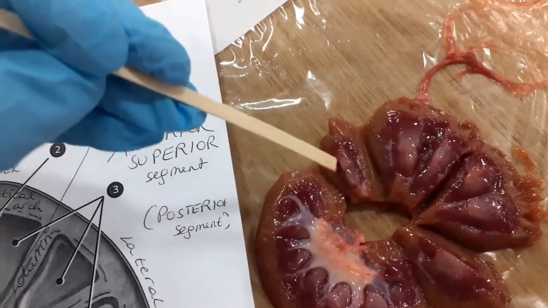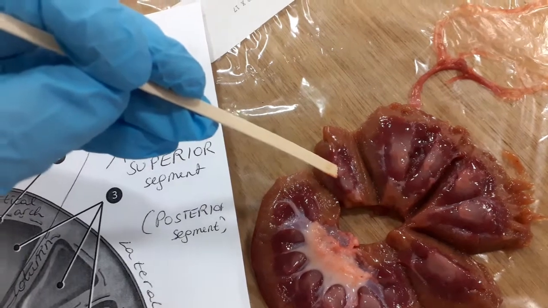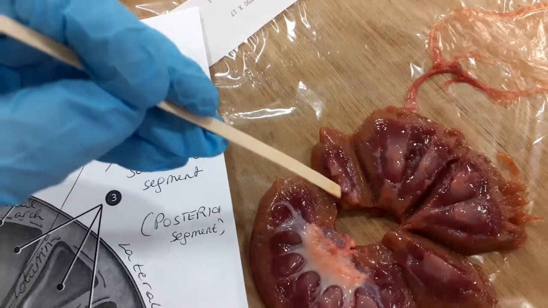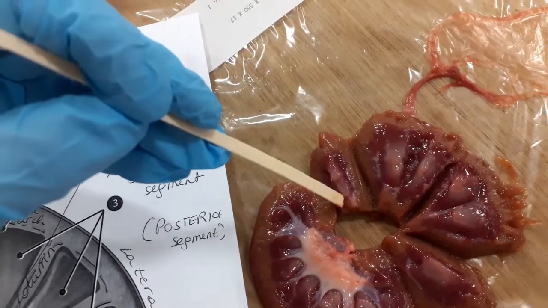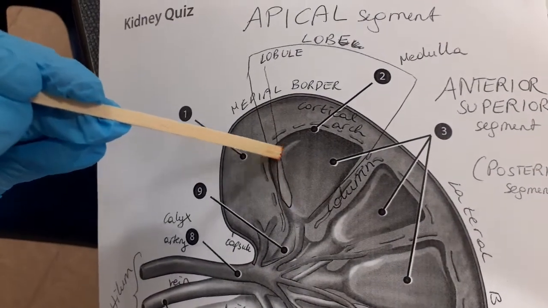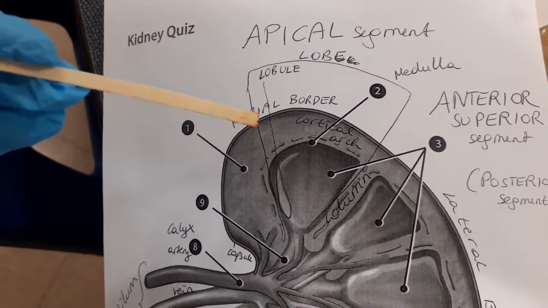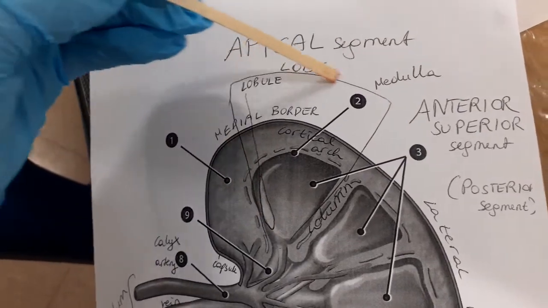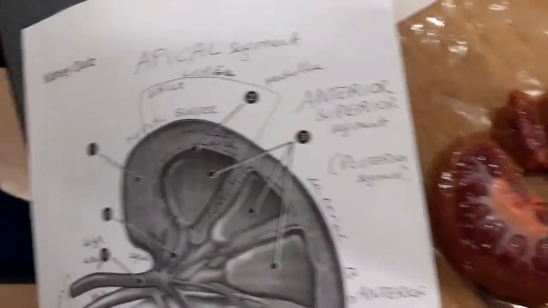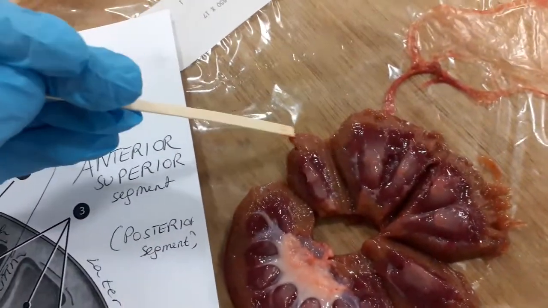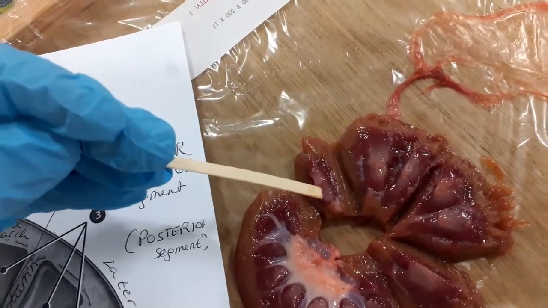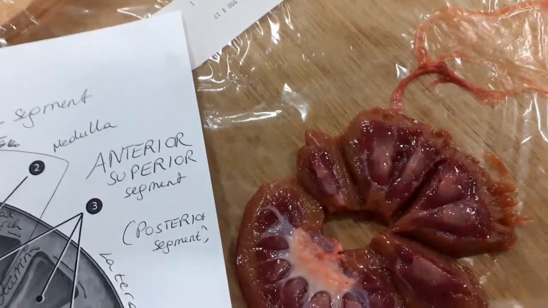The lobule is just a tiny little part of the pyramid, like a medullary ray. So here we've got the lobule, just a tiny little part of it, and the lobe is the whole thing here, so all of this. Again, lobe, the whole thing, and the lobule, just the tiny little part.